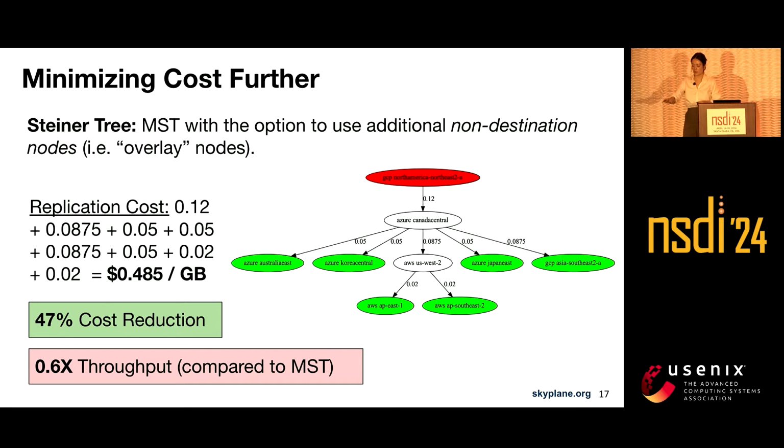So these are the regions shown in white. So Azure, Canada Central, and AWS US West 2. So these are neither source nor destination regions, but routing through these overlay regions actually reduces the cost even further.